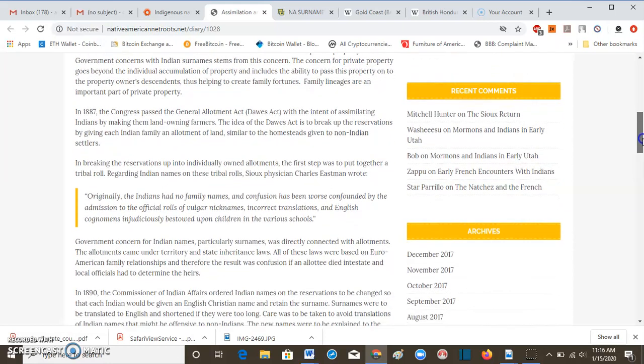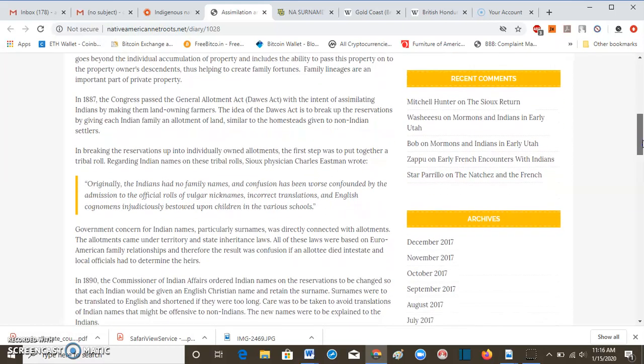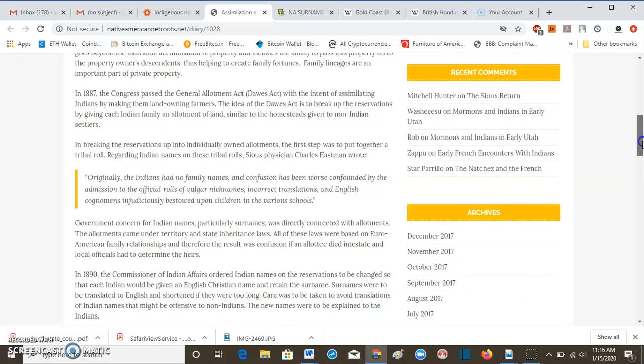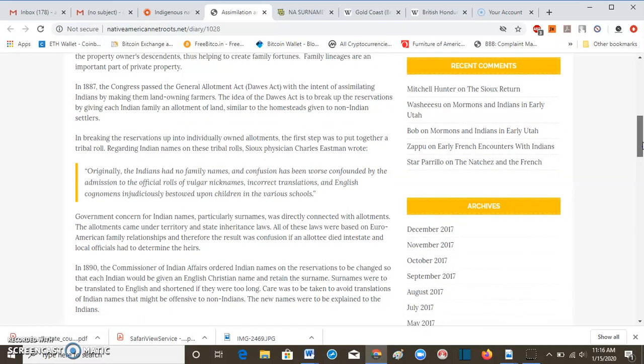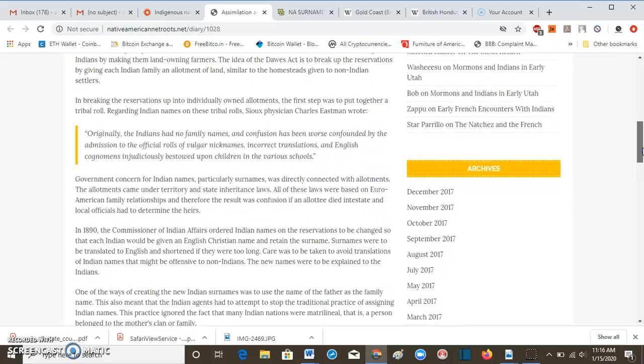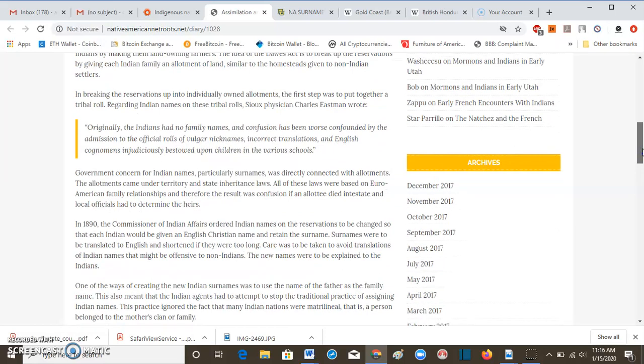In 1887, Congress passed the General Allotment Act, the Dawes Act, with the intent of assimilating Indians by making them land-owning farmers. The idea of the Dawes Act was to break up the reservation by giving each Indian family an allotment of land, similar to the homestead given to non-Indian settlers. In breaking the reservations up into individually owned allotments, the first step was to put together a tribal roll.